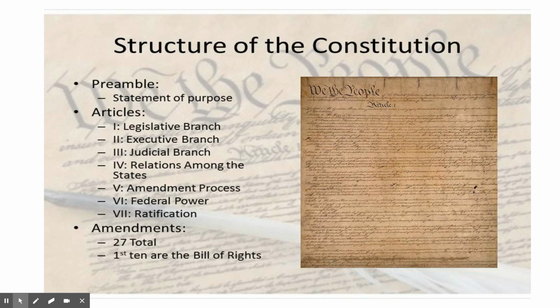And then we have our 27 amendments, which are our new portions of the Constitution that have been able to change with the time. So there's 27 total of them. We know that the first 10 are the Bill of Rights.